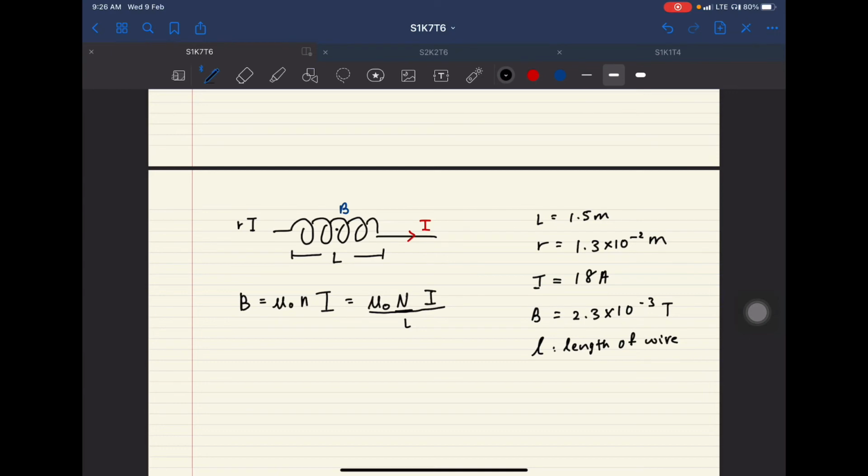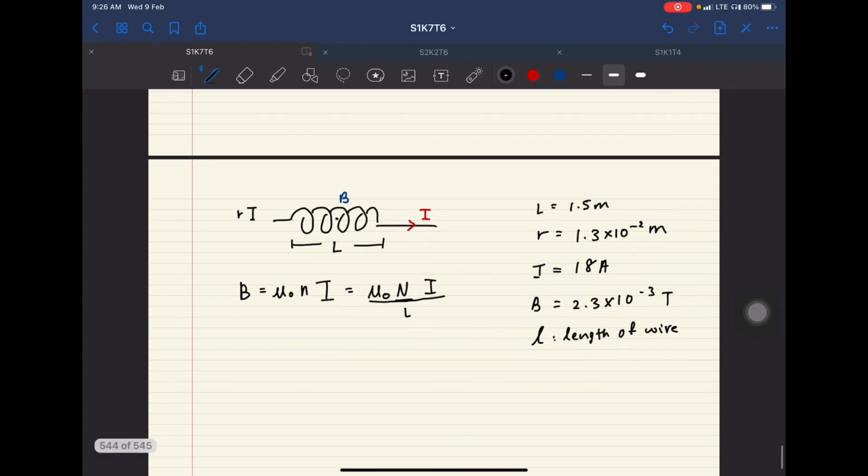Small n represents n over L, so substitute that and it becomes that formula. Since it is at the center, it doesn't have the half. If at the end, you have to multiply by half. So this is the formula that you're going to use. What you need to do is find the number of turns first, and after you have the number of turns, you can roughly calculate the circumference size, and then multiply it with the number of turns so that you can get the total length. Okay, you calculate the number of turns first.